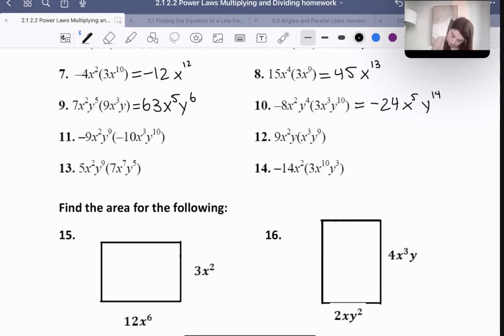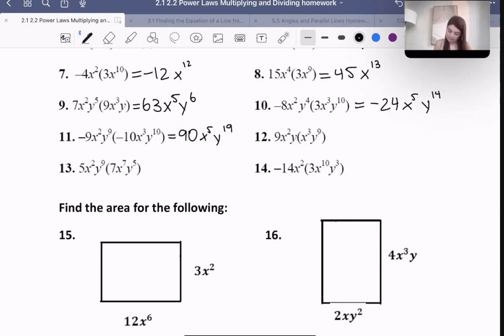The next one is number 11. Let's see, negative 9 times negative 10. Well, that's 90. x squared times x cubed would be x to the power of 5. And y to the power of 9 times y to the power of 10 is y to the power of 19.